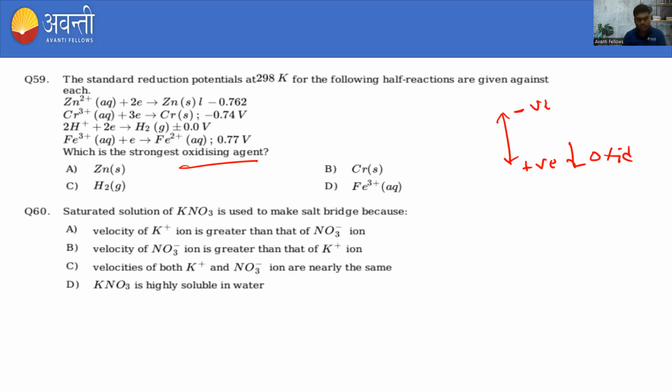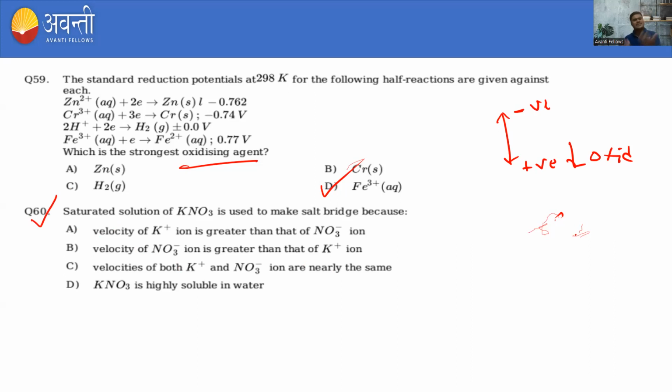So which of the following has the most? That is option D, Fe. It has the higher positive electron reduction potential value, and that's why it is highly oxidizing in nature. Okay, now move to the next question.